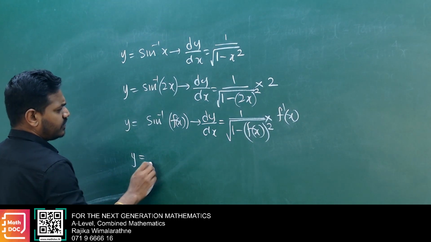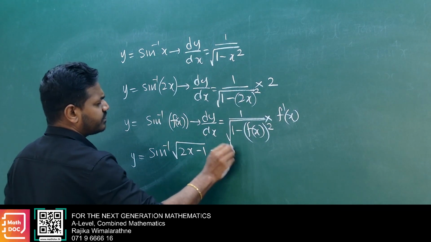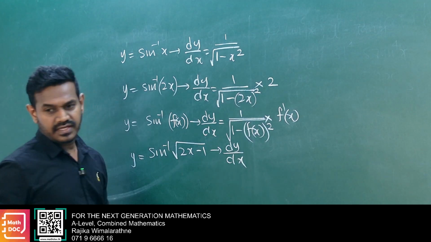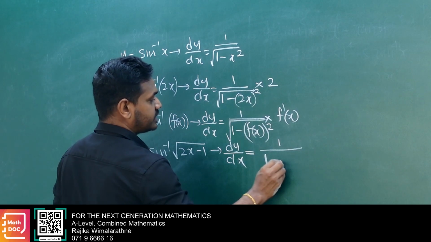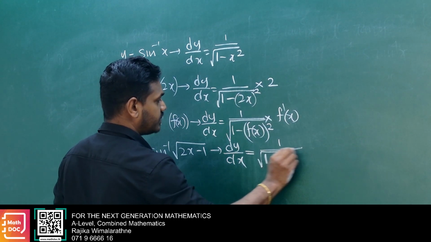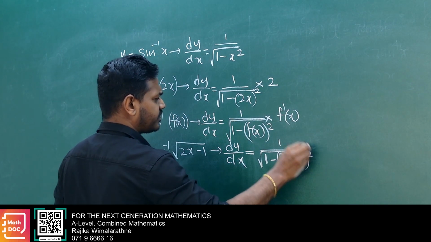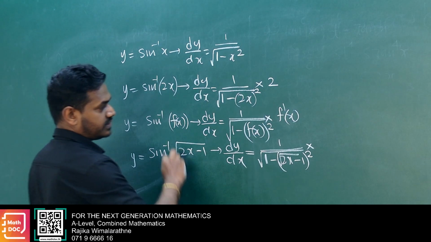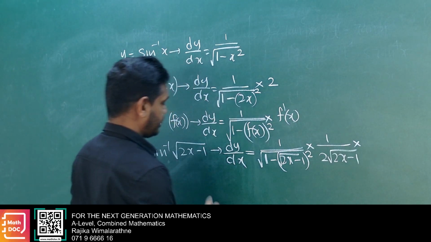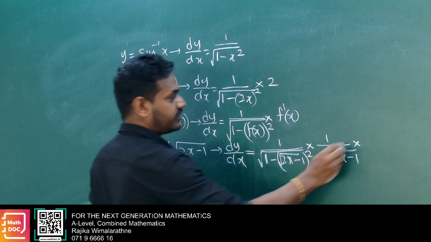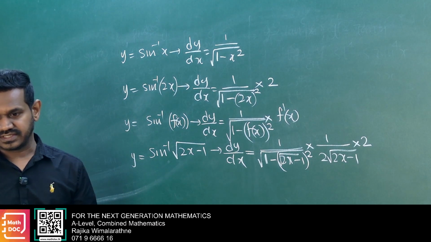y equals sine inverse of root of 2x minus 1. Here we have a sine inverse function, so you differentiate it as 1 over root of 1 minus x squared, where x is root of 2x minus 1, squared. Then into the inside function: the derivative of the square root is 1 over 2 root of 2x minus 1, then into the derivative of the inside function 2x minus 1, which is 2. Likewise, we can proceed.